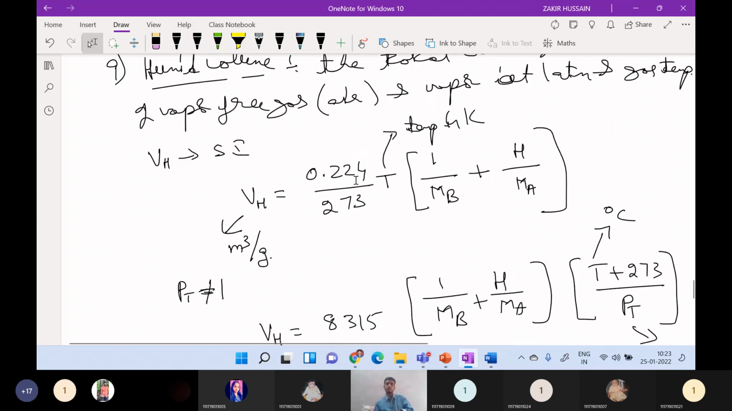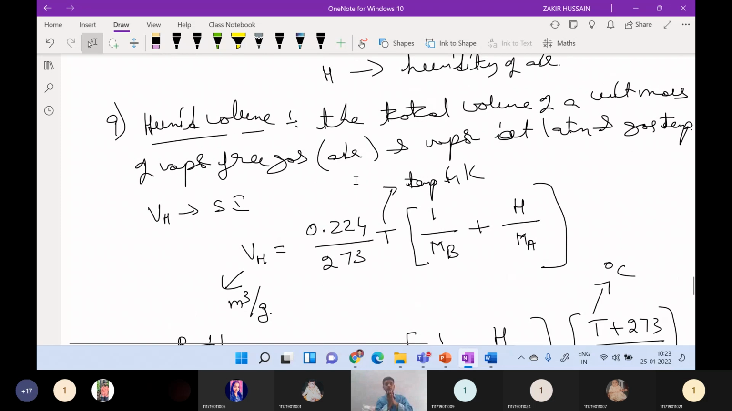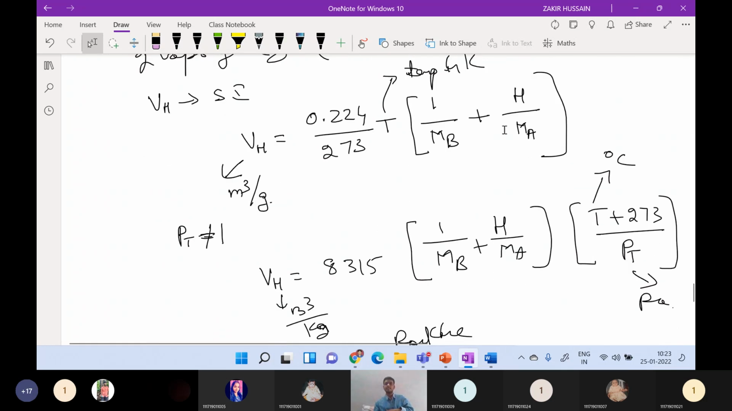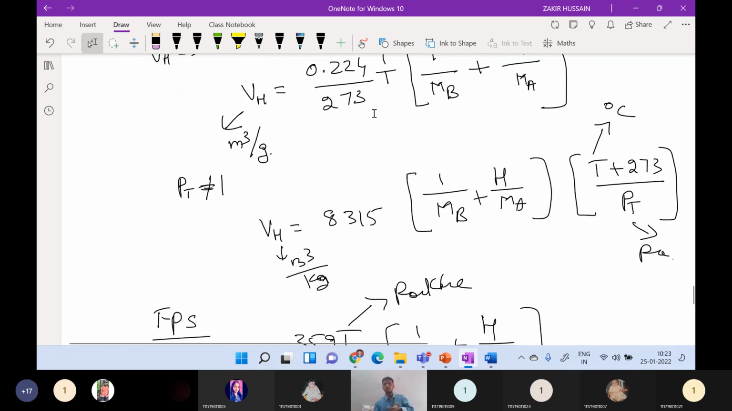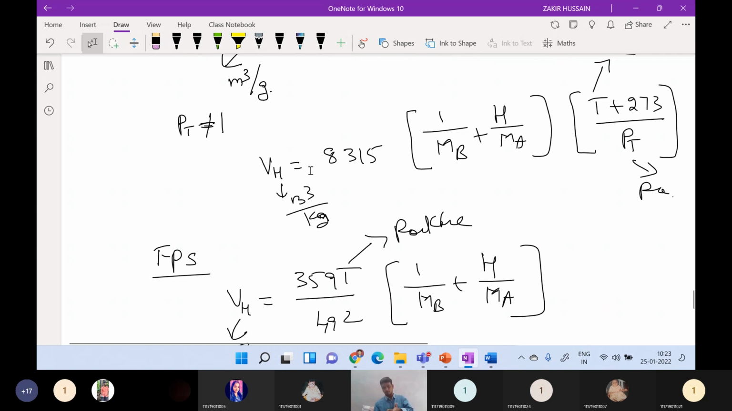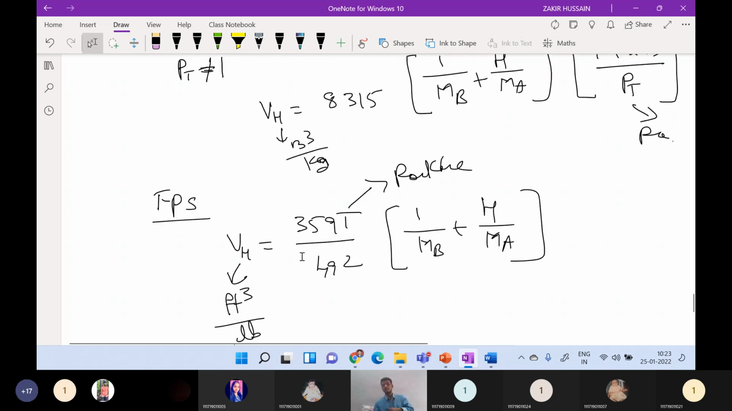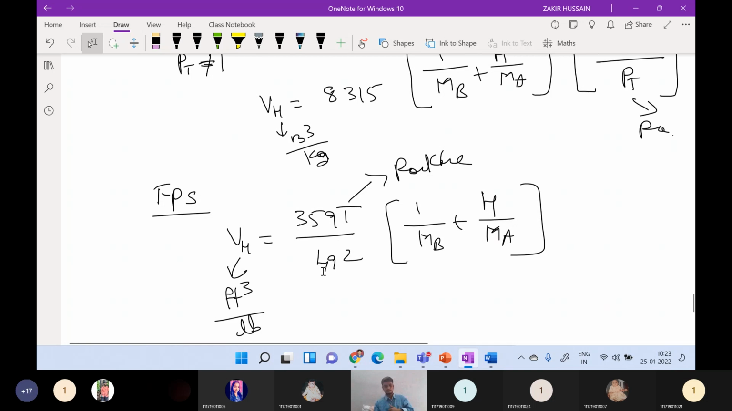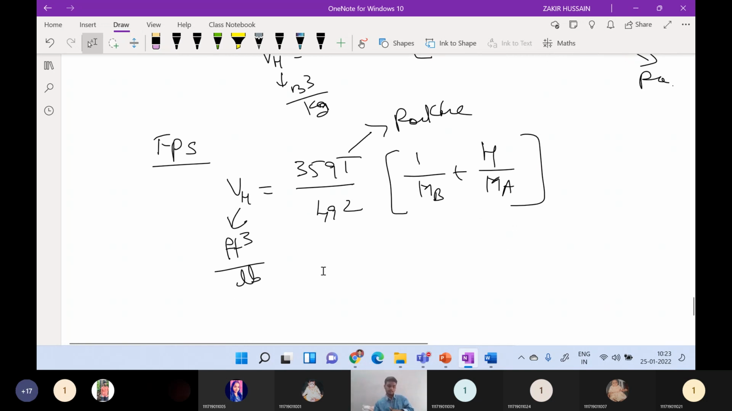There is no alternative. Humid volume is nothing but the total volume of a unit mass of vapor plus air at one standard atmosphere and gas temperature. In SI units, if your total pressure is 1, you can use this formula. If your total pressure is not equal to 1, then you can use this formula. If the units are given in FPS units, then you can use this formula. Is that clear? Yes, sir.